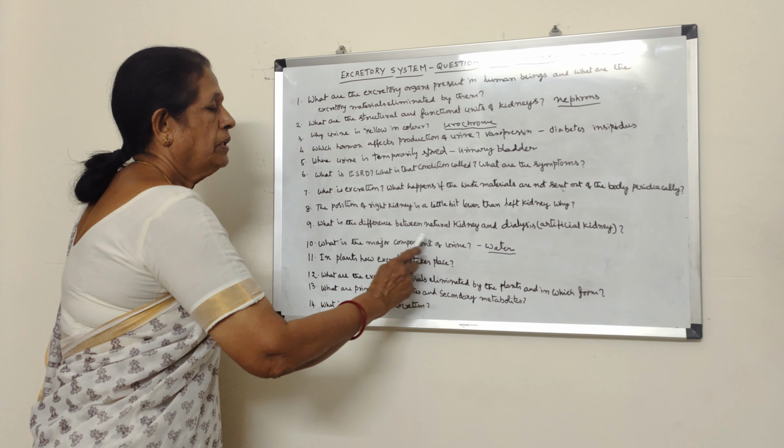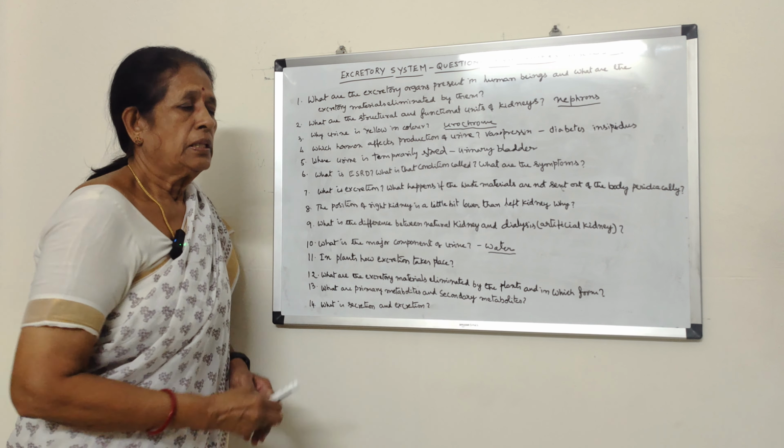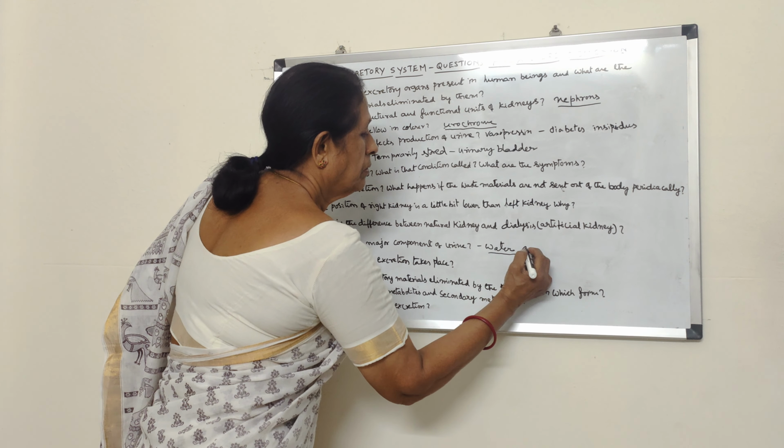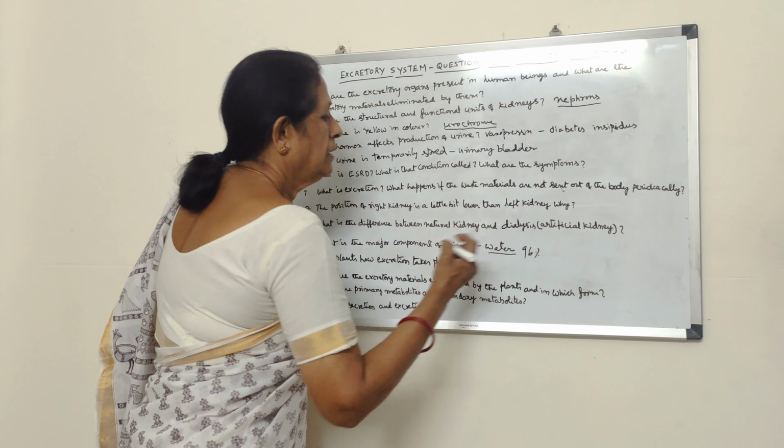Okay, next, what is the major component of urine? In urine, the major component is water. That is, 96% of urine is water.